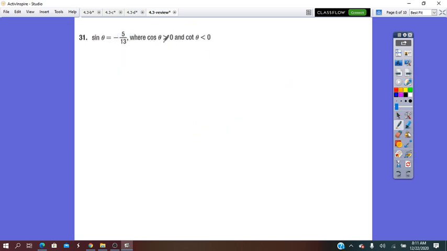Sine theta is given negative, cosine is given positive, and cotangent is given negative, definitely, because the cotangent is the reciprocal of the tan. As long as the sine is negative and cosine is positive, the cotangent will be negative too. So we can write sine theta equals y over r, and the radius is always positive, so we get negative 5 over 13. From here, y is negative 5, and the radius is 13.